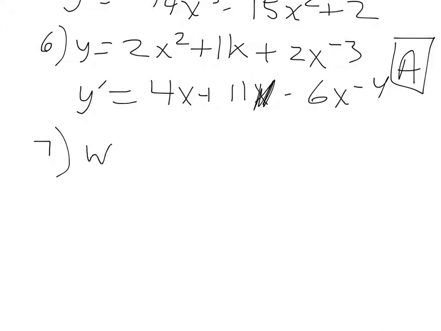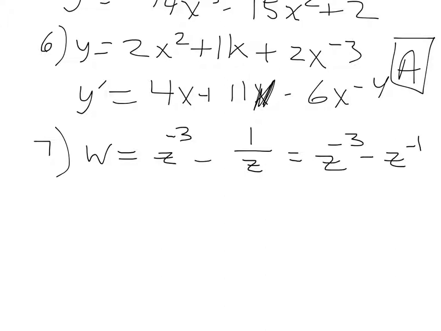Number 7. This is probably where some of you start, well, probably even some of the above, with the negative exponents. Anytime you see that, go ahead and change it to a negative exponent. Because remember, that's the same thing as z to the first power. When I bring the exponent to the top, it becomes negative. And now what's the answer? Negative 3z to the negative 4 plus 1 over z squared.